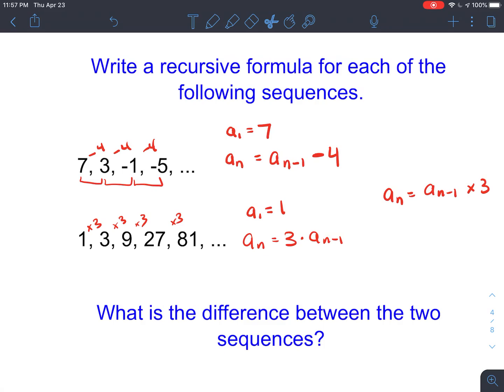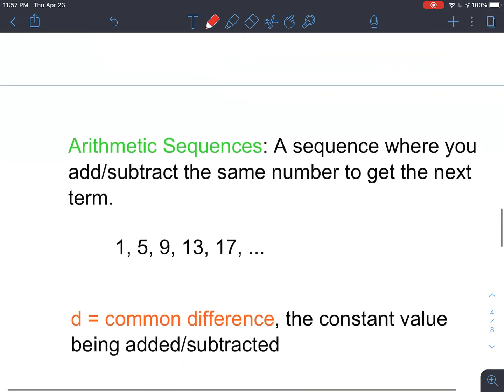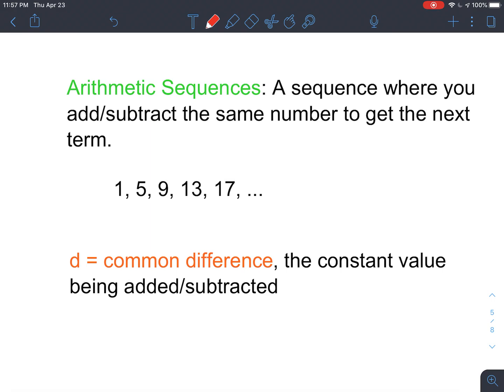Okay, so now my question to you is, what is the difference between these two different sequences? We can write a recursive formula for them. They have ordered lists, but what's different about them? Well, this one is subtraction. This one is multiplication. Those two types of sequences are going to have very different names.